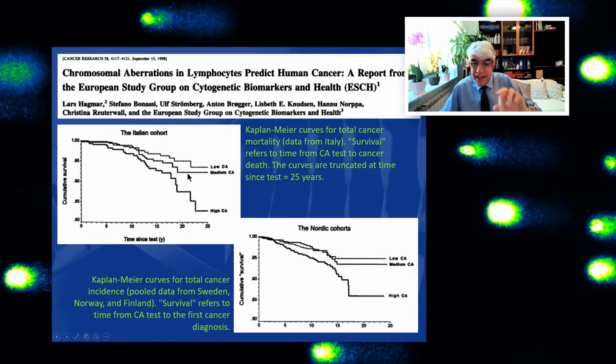There was a highly significant difference. I mean, people with low levels have a much better probability to survive. That was quite parallel, similar between the Italian cohort based on mortality for cancer and the Nordic cohort based on cancer incidence.